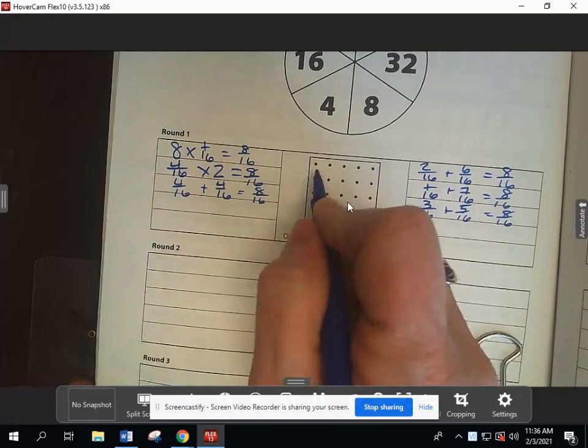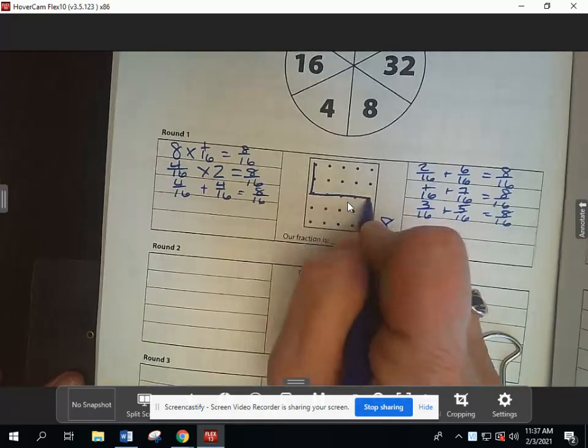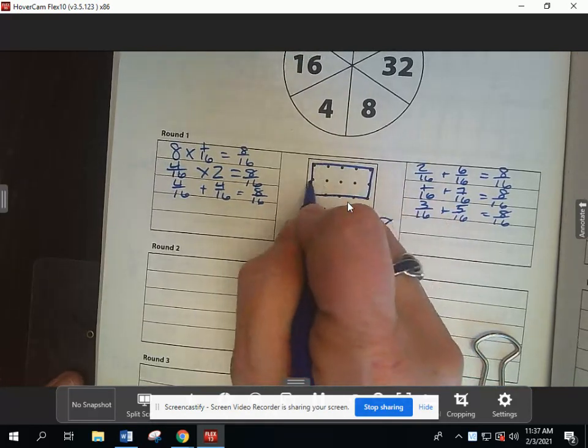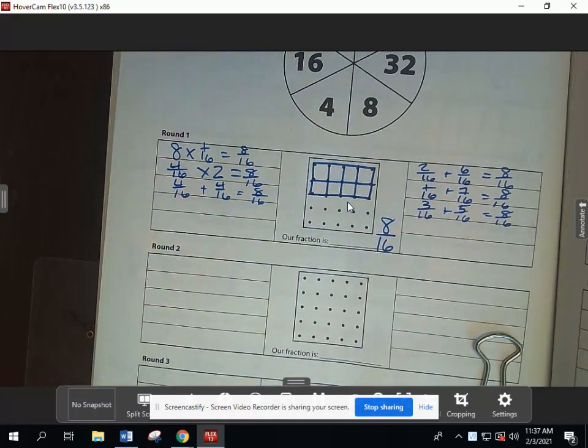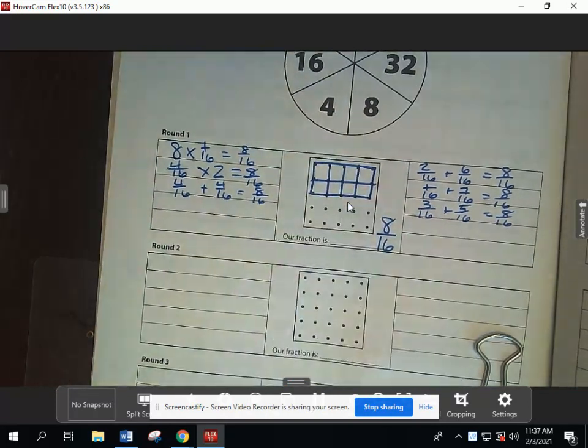We should really do this. This would make life so much easier. Because that's the fraction we have. So if you didn't draw this in, do that.